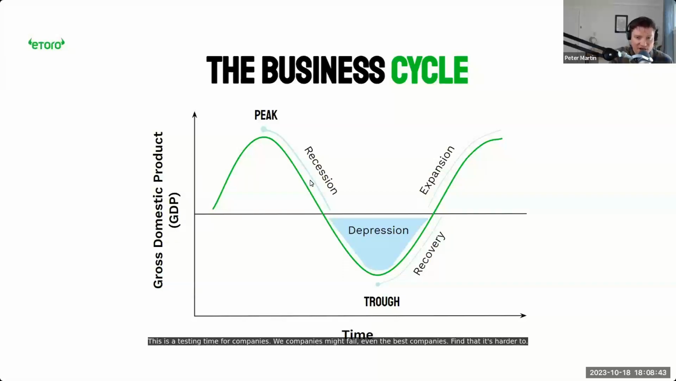This is a testing time for companies. Weak companies might fail. Even the best companies find that it's harder to grow sales, to maintain profits, to keep growing. When we get to the trough, it's rock bottom. Many economic indicators are going to be showing extreme weakness. But following on from the trough, we begin a period of recovery. And in the expansionary phase, business activity is picking up steam. Companies are finding it easier to do well, to generate sales, to make profits, to grow, and so on.